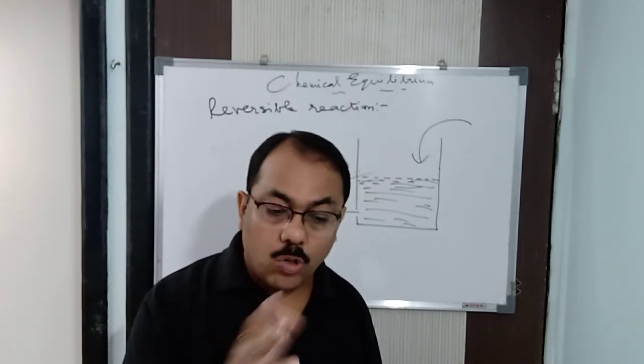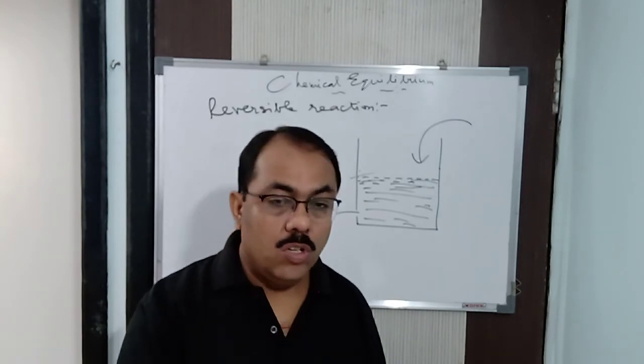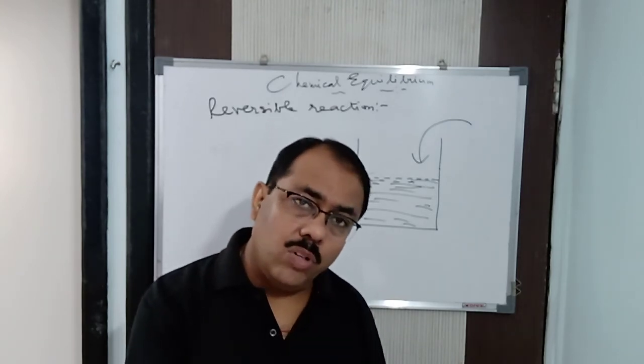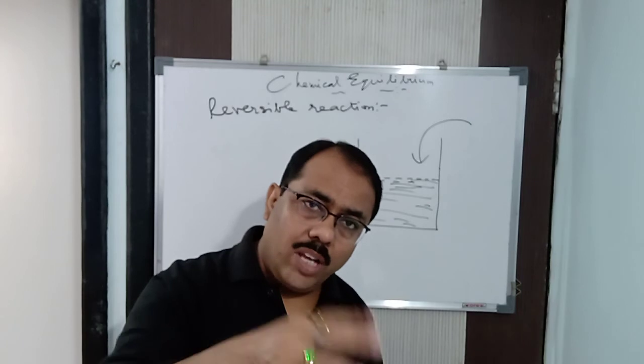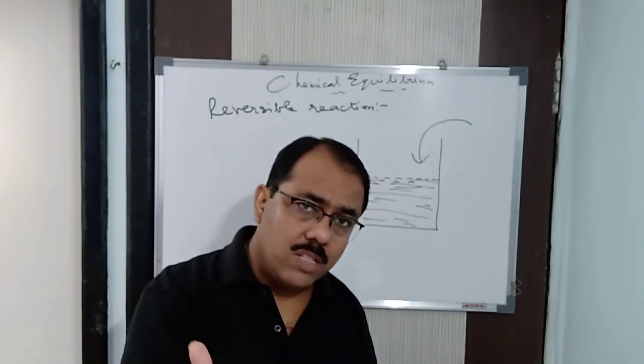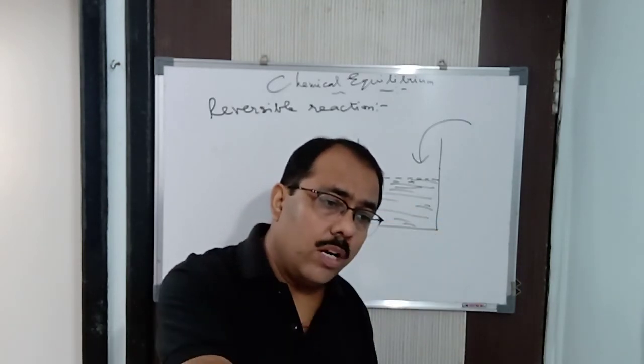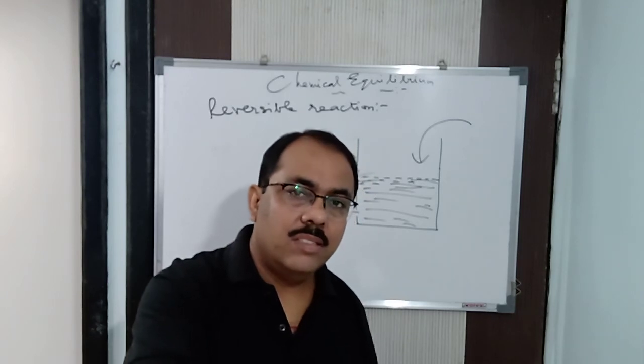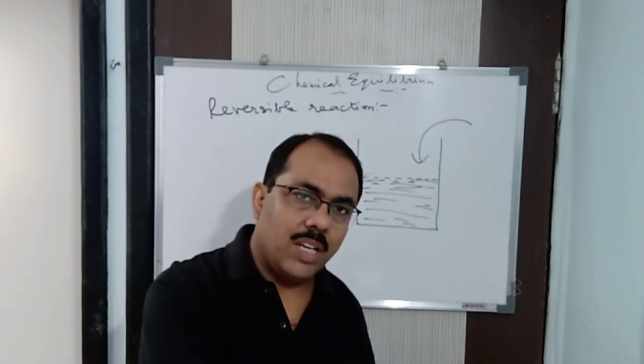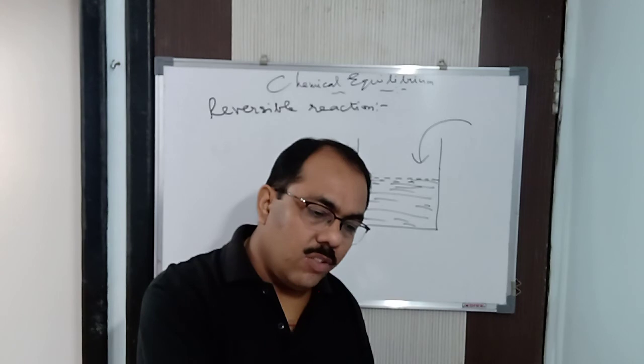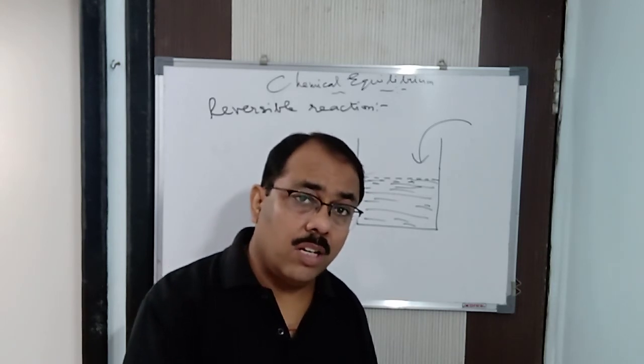For example, I told you about N2O4 and NO2. I started from N2O4, but you can start from NO2 also. You take the NO2 glass bulb, which is reddish brown in color, and put it into ice cold water. It becomes colorless after some time. Now you take that glass bulb and put it into normal water.